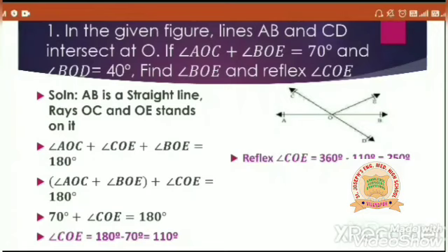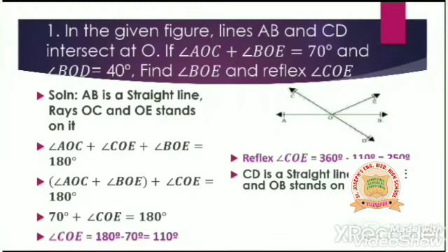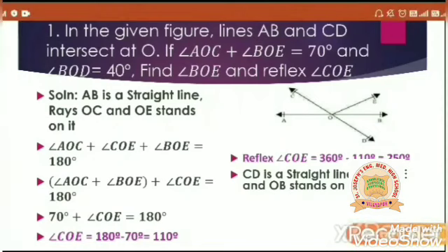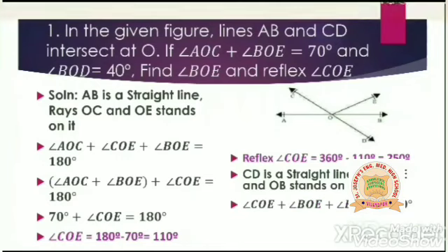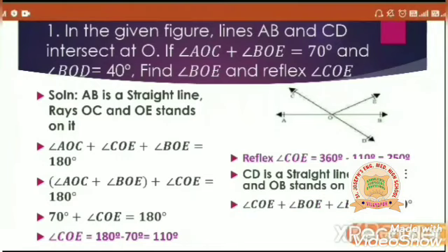Now next step, we are going to write what? CD is a straight line, and rays OE and OB stand on it. OE and OB are standing on CD. So for a linear pair of angles, it should be equal to 180 degrees. We are writing this step: COE plus BOE plus BOD is equal to 180 degrees.